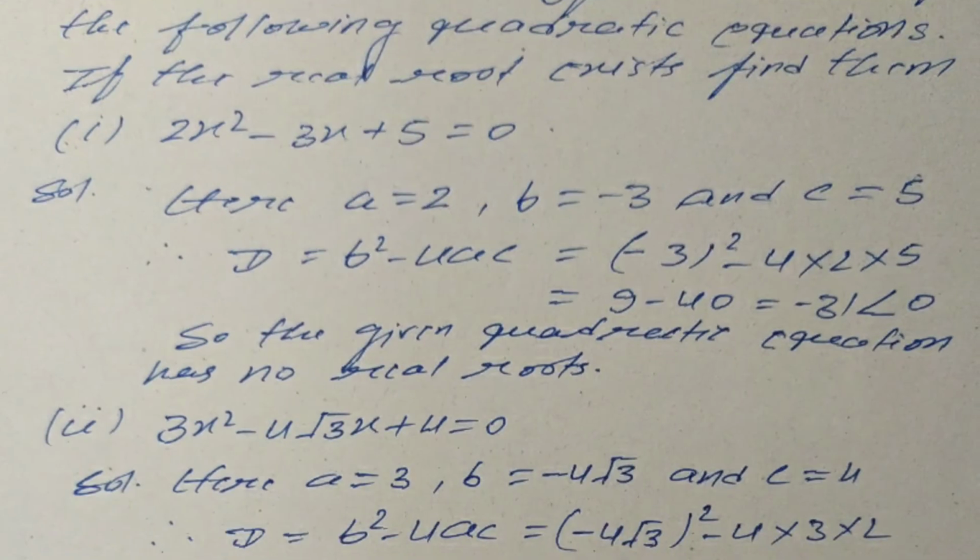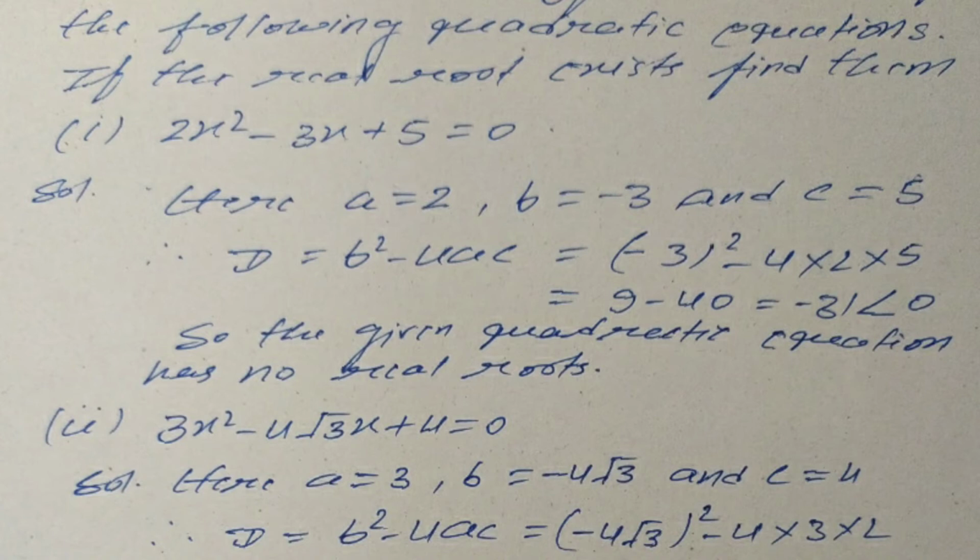So now here in question number 1, as you can see, a equal to 2, b equal to minus 3 and c equal to 5. So D equal to b square minus 4ac. I put the value: minus 3 whole square minus 4 into 2 into 5. So 9 minus 40 equal to minus 31, which is less than 0. So the given quadratic equation has no real root. It has imaginary roots. We will study imaginary roots in higher classes.